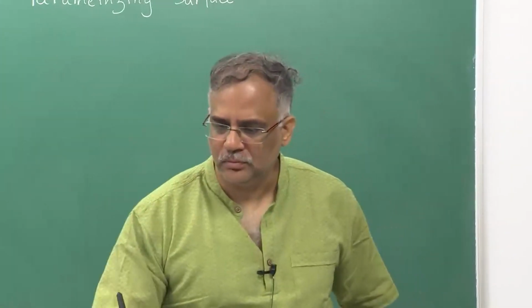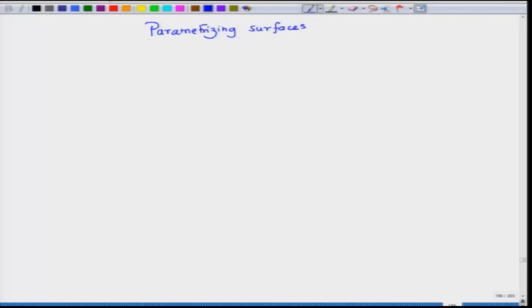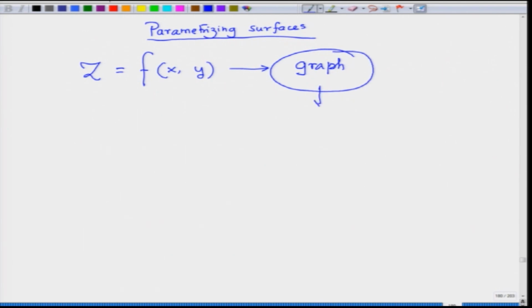Now, please understand that if you have a function z equal to f(x, y) and draw the graph of it, then this graph is a surface. But every surface is not a graph, because every surface need not represent a function.